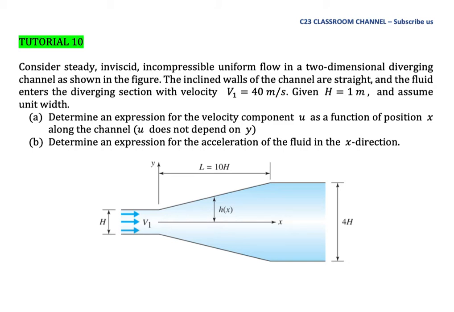The differential form of the fundamental laws, tutorial number 10. Consider steady, inviscid, incompressible uniform flow in a two-dimensional diverging channel as shown in the figure. The inclined walls of the channel are straight and the fluid enters the diverging section with velocity v1 equal to 40 meters per second. Given h equals 1 meter and assume unit width.